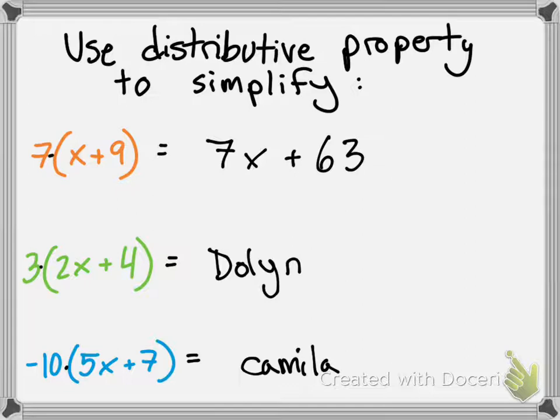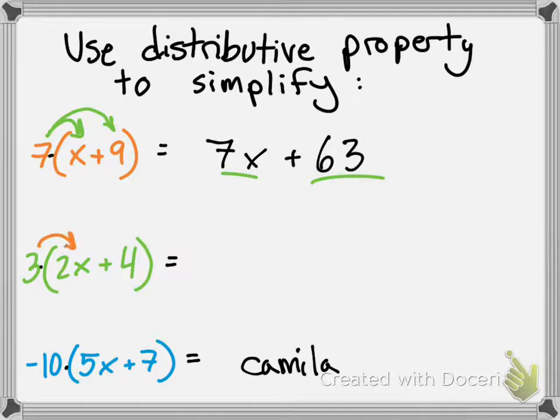So we no longer need the parentheses there. What I did is I multiplied 7 times x, and I got 7x. I multiplied 7 times 9, and I got 63. Perfect. Dolan, what about number 2? That's what I got. Dolan, what about this next one? What is 3 times 2x? 6x. Perfect, 6x. And then what would the next one be?